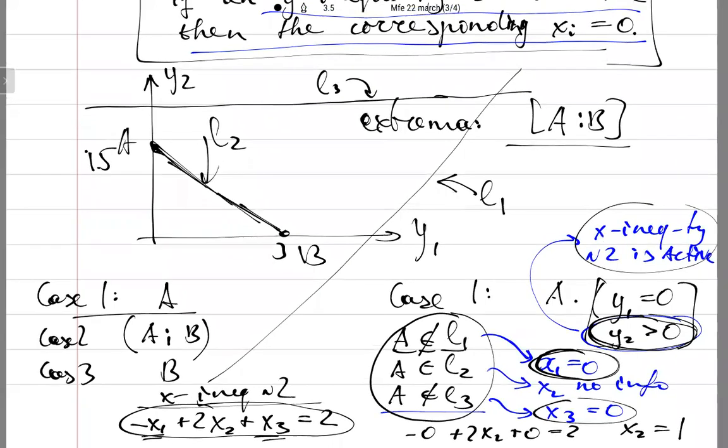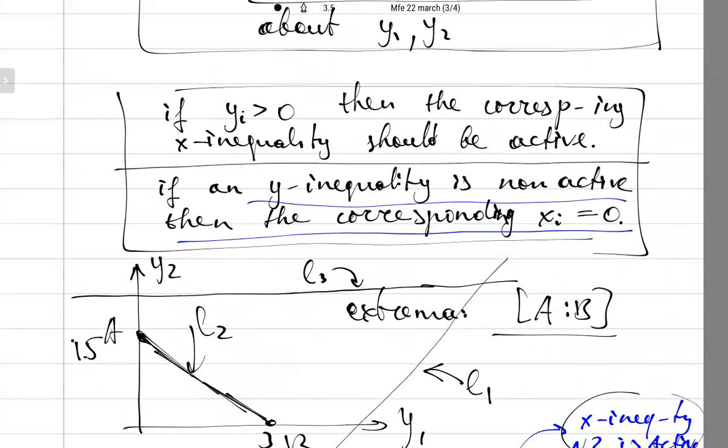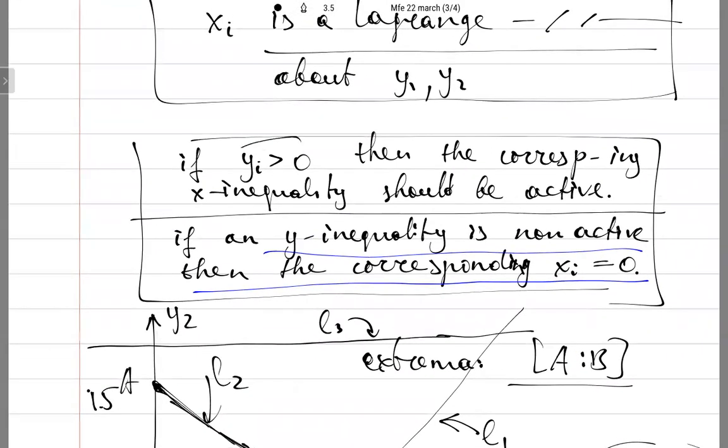Now I understand clearly. Basically, I check whether the variable is positive, and I conclude whether the corresponding inequality is active or non-active. I check whether the y inequality is active or non-active, and I conclude whether the corresponding x is 0. Okay.